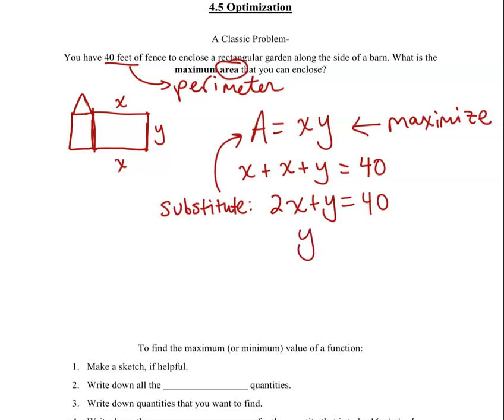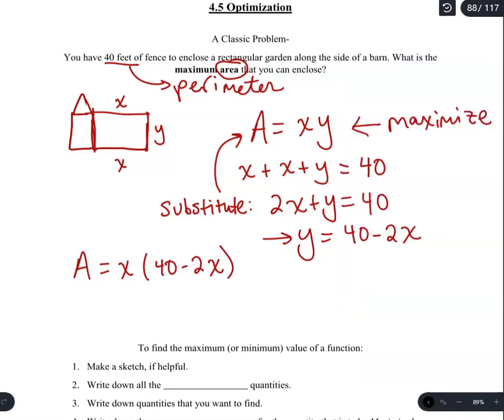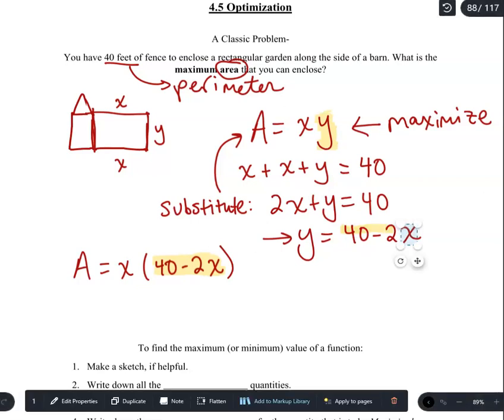I think it's easiest to solve for y, so I'm going to subtract the 2x. So I have 40 minus 2x equals y from this equation above. And I'm going to plug that in for y into the area equation. So then my area equation becomes x times (40 minus 2x). Make sure you see what I'm doing here. Let me use the highlighter here. This expression was replaced or put in place of the y right there. I literally made a substitution for that.